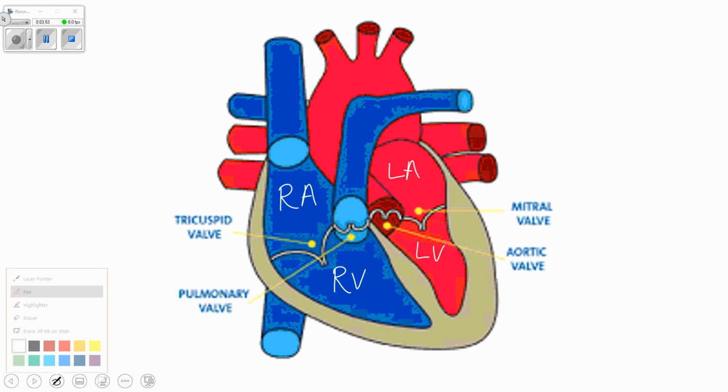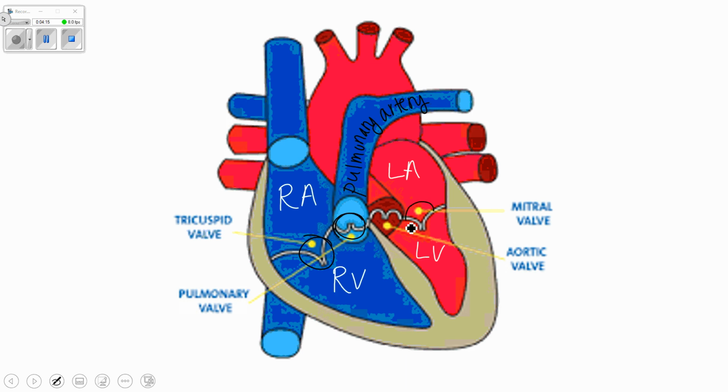So first up, we have the tricuspid valve, which is going to be this here. It's called tri because it has 3 structures associated with it. Over here, we have the pulmonary valve. That pulmonary valve actually takes it to the pulmonary artery. On the other side, we have the mitral valve. Note the mitral valve is in between the left atrium and ventricle. And then finally, we have this aortic valve. That aortic valve is going to be in between the left ventricle and the aorta.